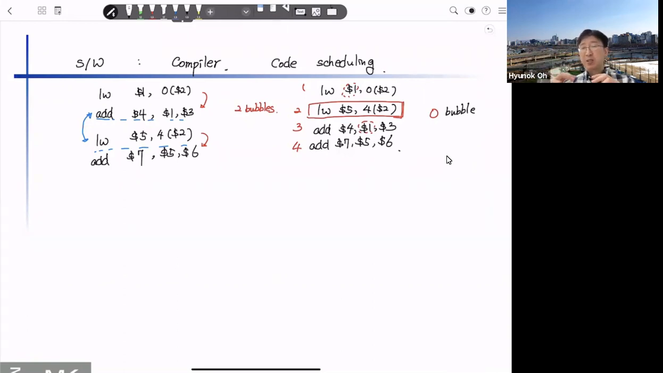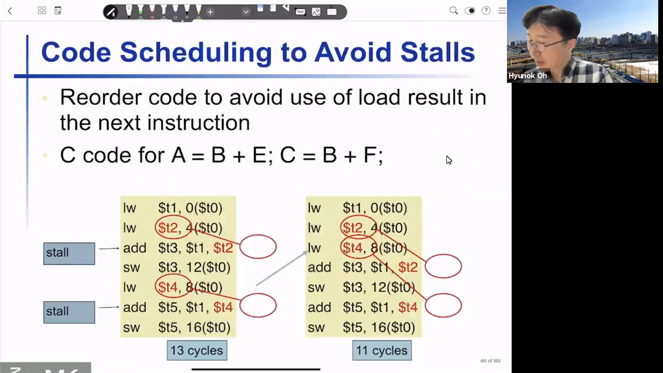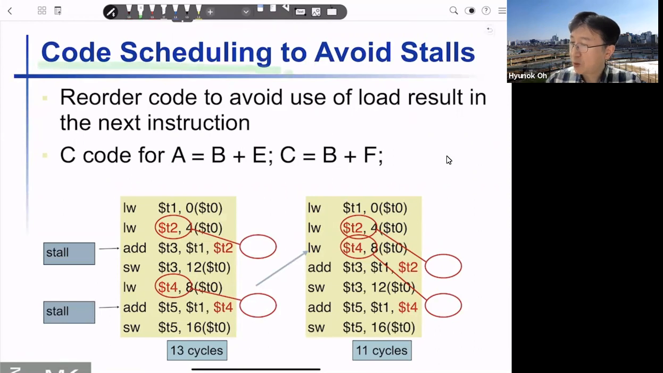To do that, the compiler has to analyze whether there is a dependency between these 2 instructions, and if possible, move the instruction to some other place. If there are many candidates, it has to choose the best place. So this is called scheduling to avoid bubbles: reorder the code to avoid the load-use data hazard.